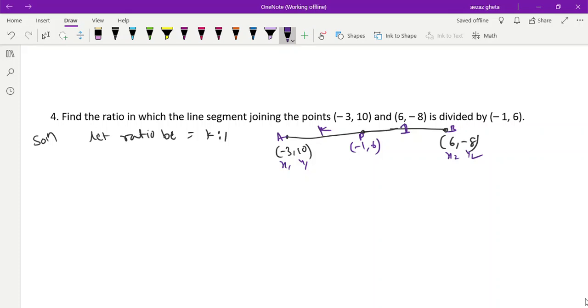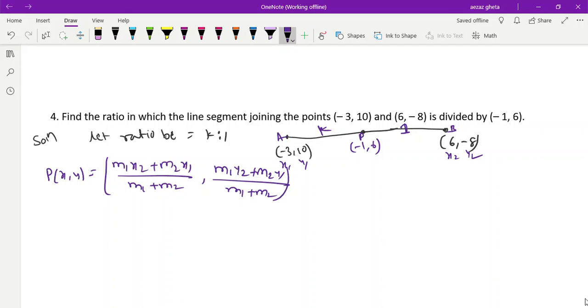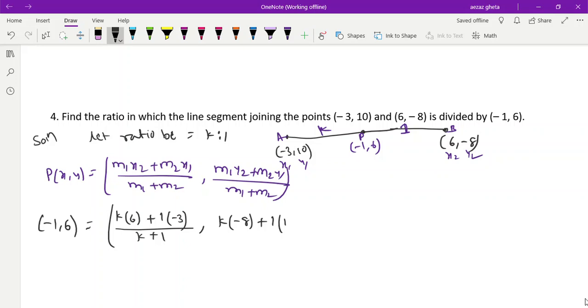Next, P of (X, Y), section formula: (M1 X2 plus M2 X1) divided by (M1 plus M2), (M1 Y2 plus M2 Y1) divided by (M1 plus M2). So (minus 1, 6): M1 is K, X2 is 6, M2 is 1, X1 is minus 3. M1 is K, Y2 is minus 8, M2 is 1, Y1 is 10. So (minus 1, 6) equals ((6K minus 3) divided by (K plus 1), (minus 8K plus 10) divided by (K plus 1)).